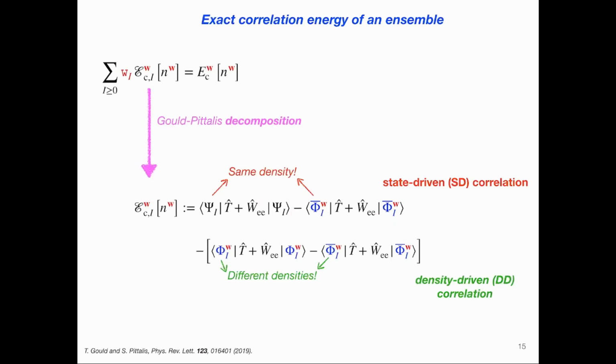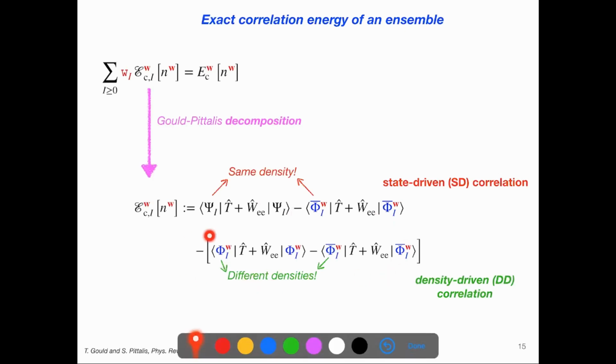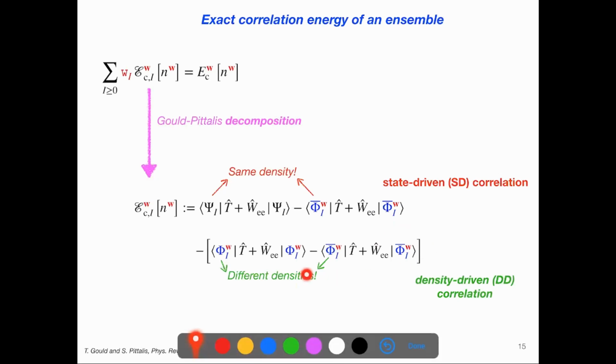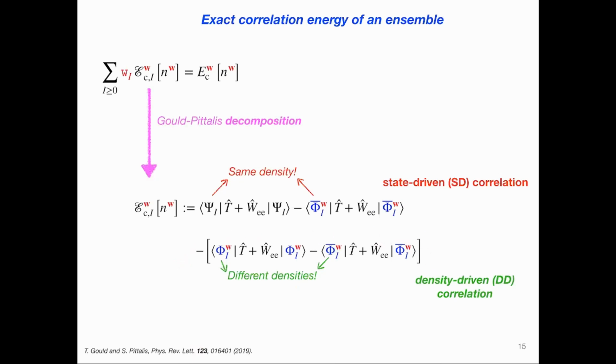So you need a correction. And this additional correction, which is written here, is basically what they called at the time density-driven correlation. Okay, so that's a way basically, and the idea is to say, okay, this density-driven correlation is basically absent from standard approximations. So you should find a way to model this contribution.